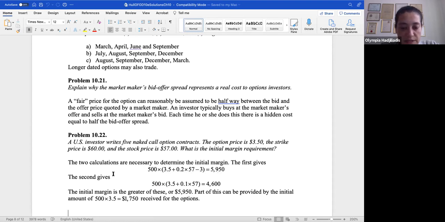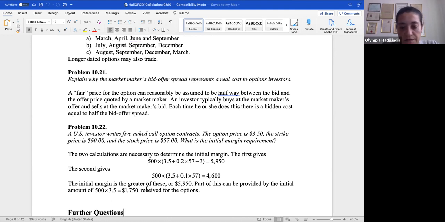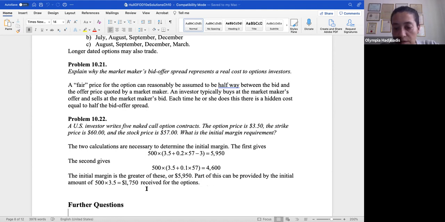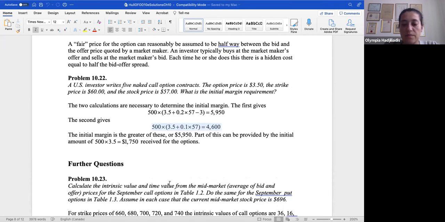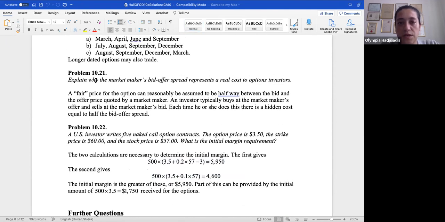5,950. Then the second gives 500 times 3.5 plus 0.1 times 57, which is 4,600. The initial margin is the greater of these two, or 5,950. Part of this can be provided by the initial amount of 500 times 3.5, which is 1,750 received for the options. So we can remember where these formulas actually come from.